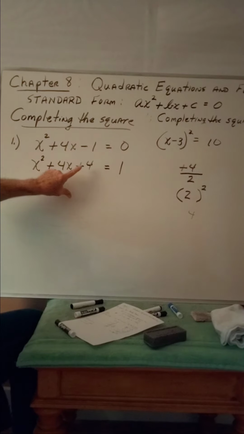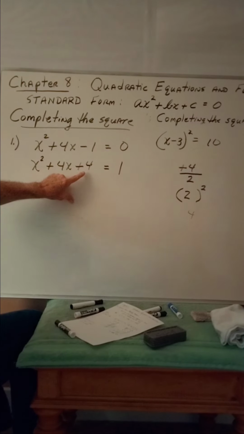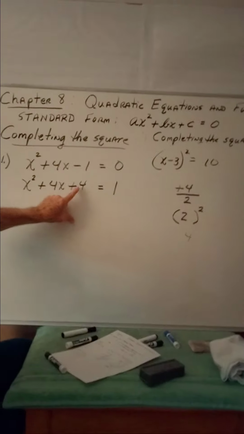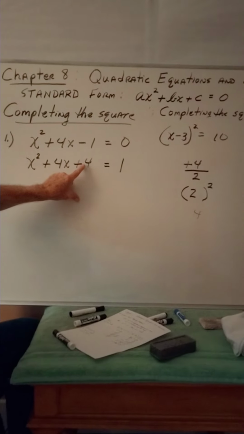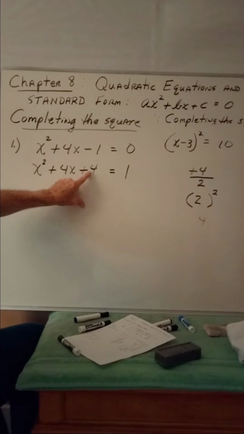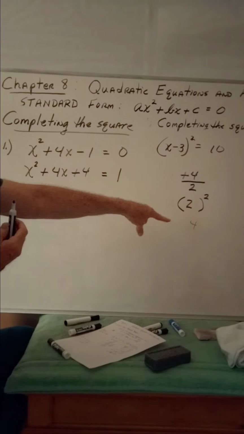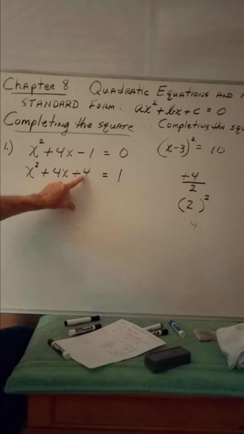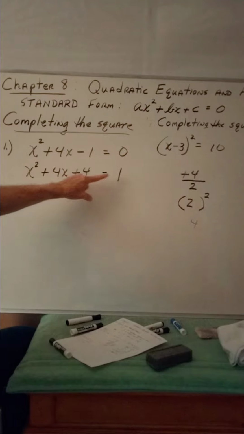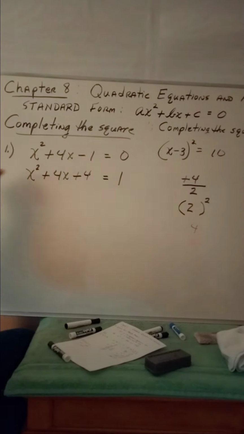Now here's a key move that some people will forget. We have just added a positive 4 to this left-hand side. The result of that action that we did over there. If we add 4 to the left, to keep this equation balanced, you've got to add 4 to the right.